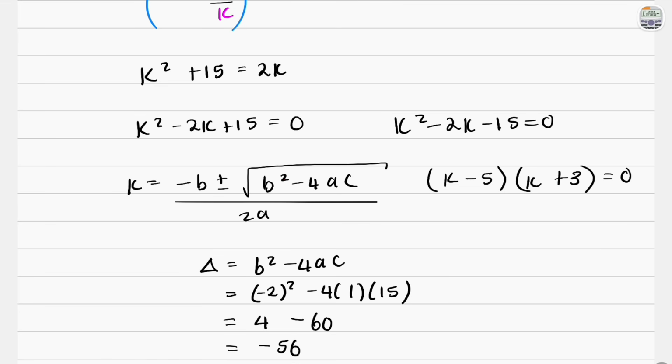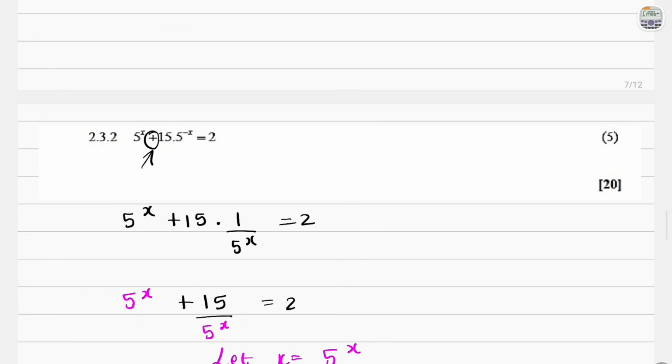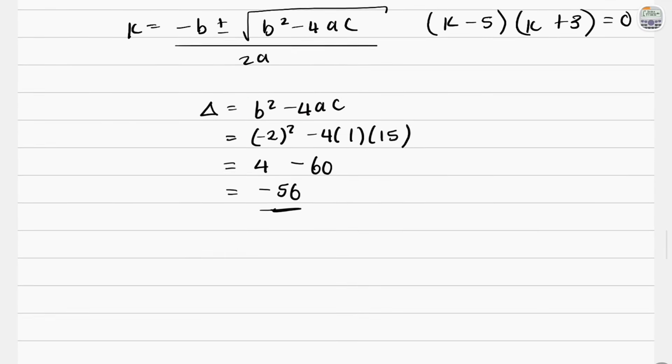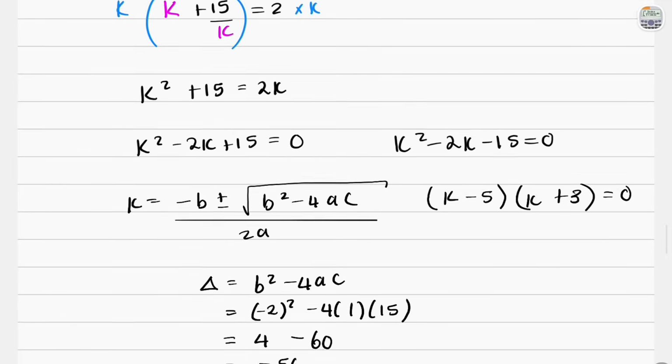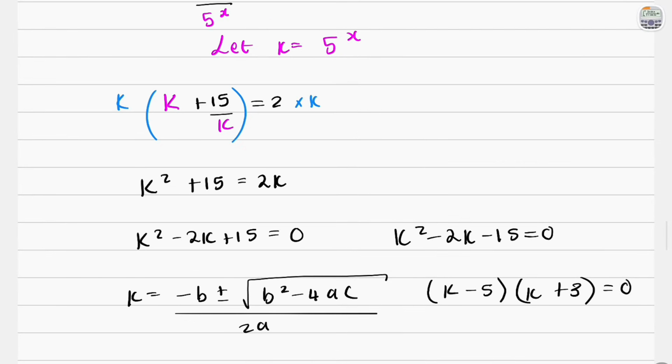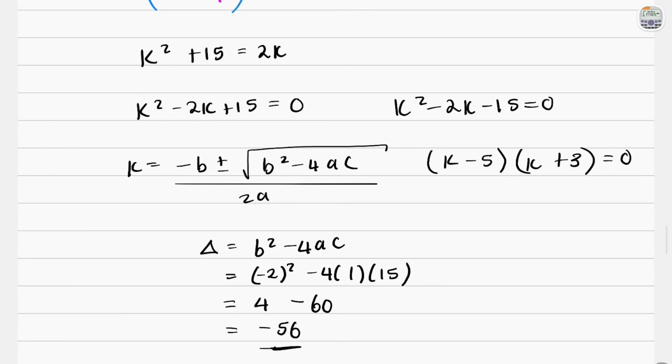So that was the problem here. This should have been negative if they wanted real solutions. But in this case, k would have no real solutions, and if k has no real solutions, therefore x will also have no real solutions. You could still practice it by making that negative, and then we would solve for k.